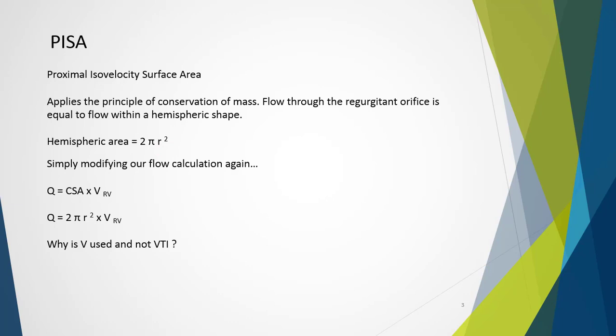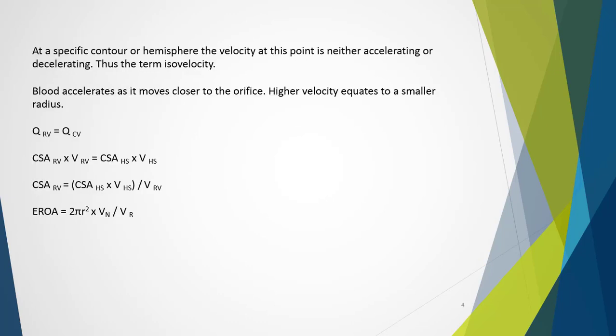Modifying our flow calculations, we know that flow is equal to cross-sectional area times the velocity, so we can substitute in that flow is equal to 2 pi r squared times the velocity of the regurgitant lesion. But why do we use a velocity, a maximum velocity, and not a VTI? We're using a specific velocity defined on the machine to determine the radius and thus the hemisphere that we measure. The velocity at this point is neither accelerating nor decelerating. It is uniform or unchanged, thus the term isovelocity.